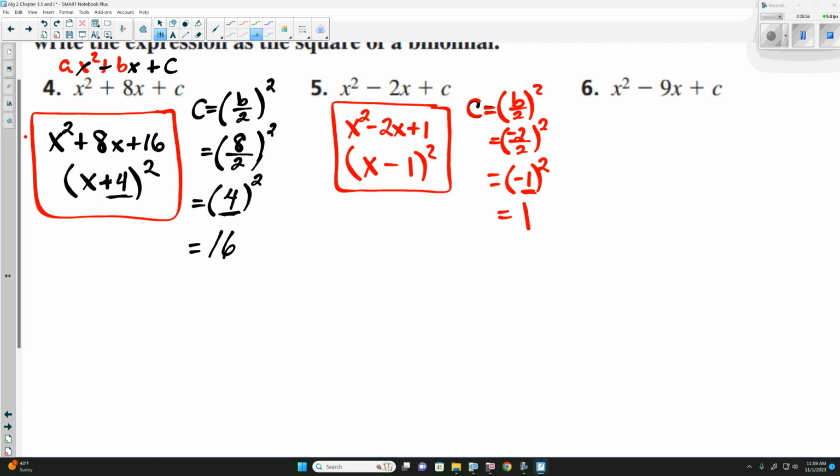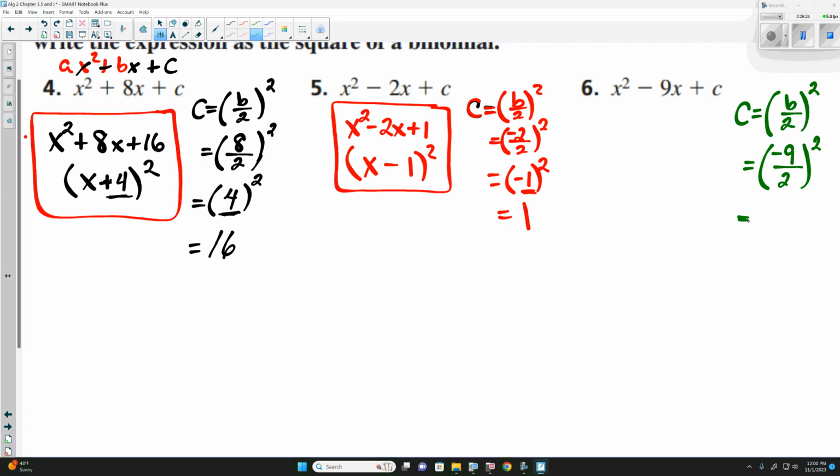Let's look at number 6. X squared minus 9x plus c. Well, our c value is the b over 2 squared. And negative 9 would be our b value, because it's the term in front of x. If there is no middle term, then the b value is 0. But if that's the case, we wouldn't need to use completing the square. We can already use the square root method. Will negative 9 divide by 2 nicely? No. If there were ways to reduce it, we would. If we can't, we just leave it alone.